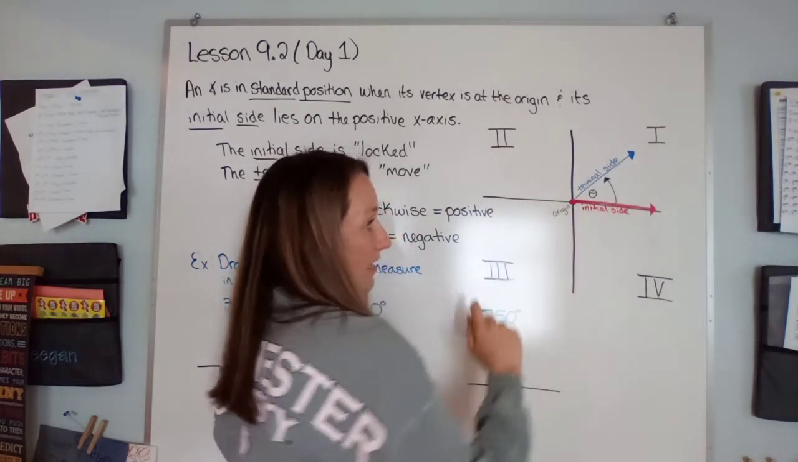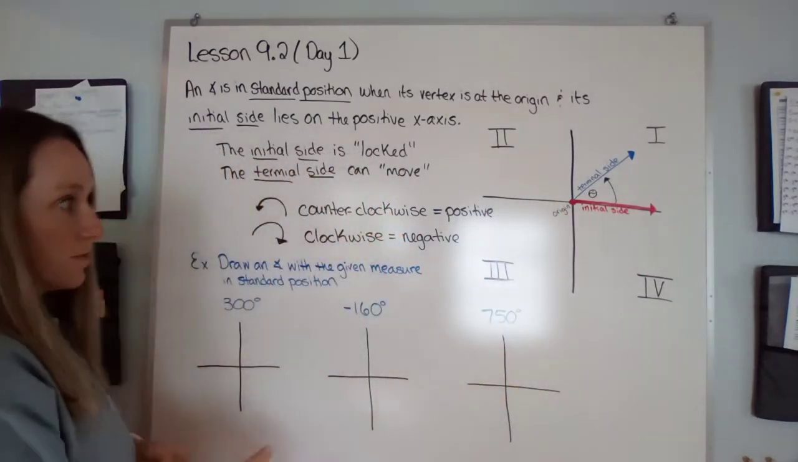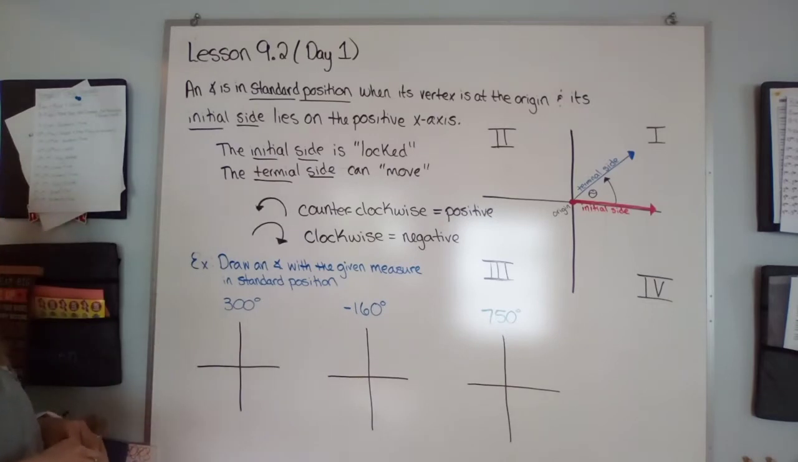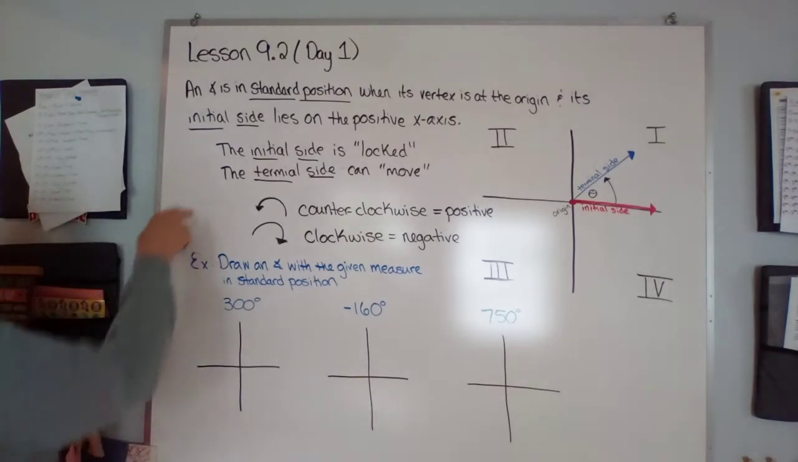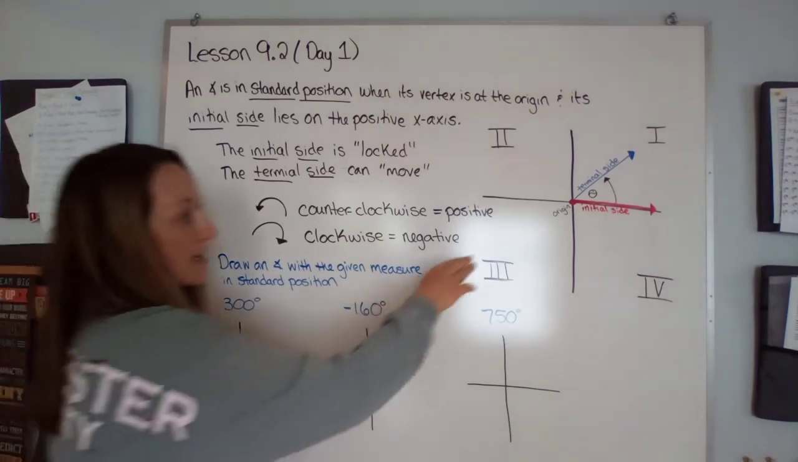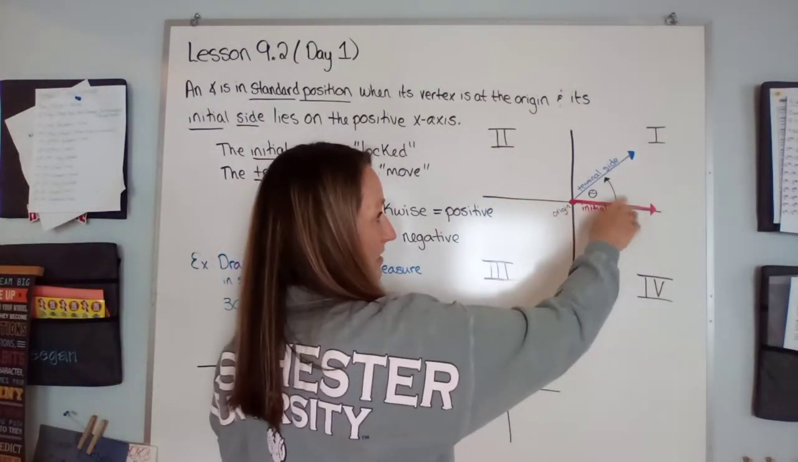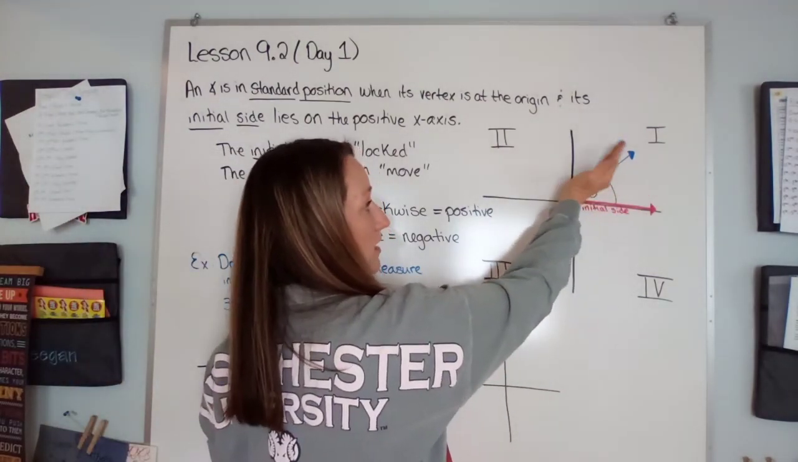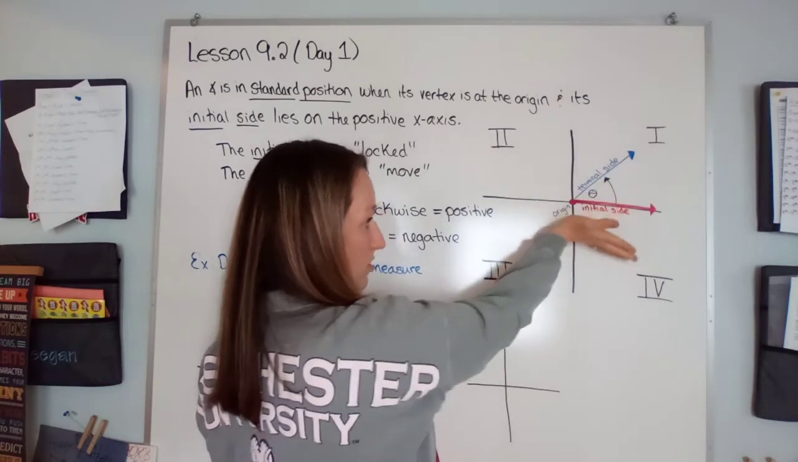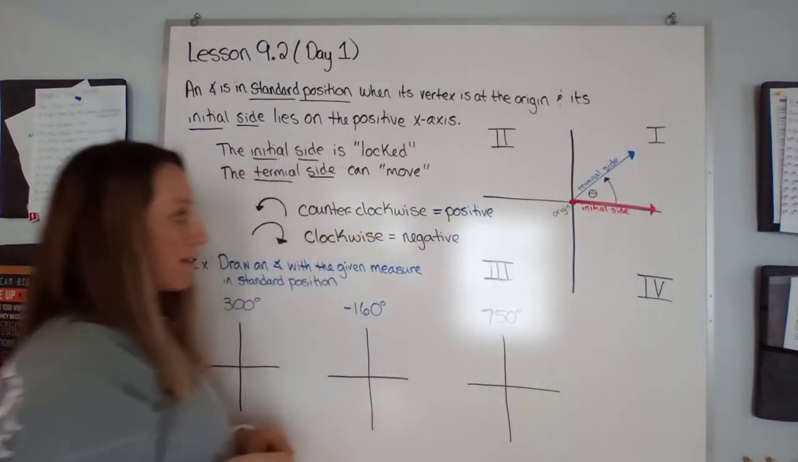And the red is my initial side of my angle. The blue is what we call the terminal side, okay? The initial side is locked. So the initial side is going to stay on the positive x-axis. The terminal side, the blue one, is the one that is going to move. It's going to open either clockwise or counterclockwise, okay?